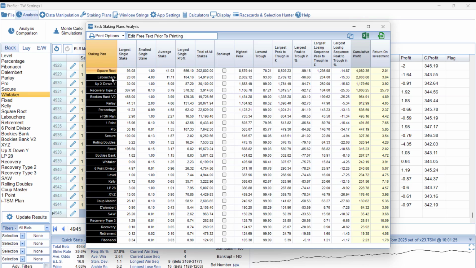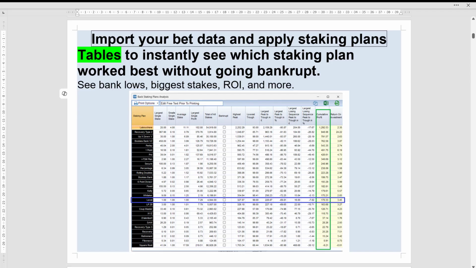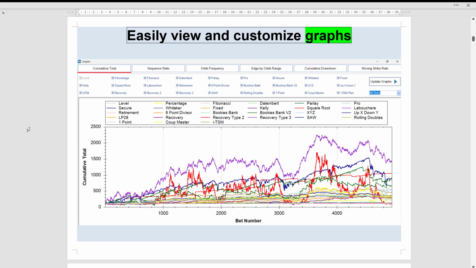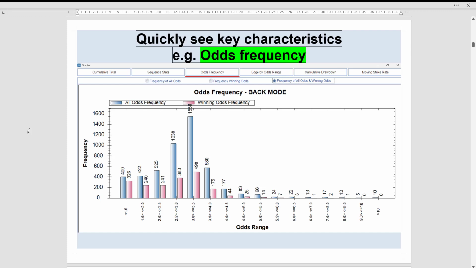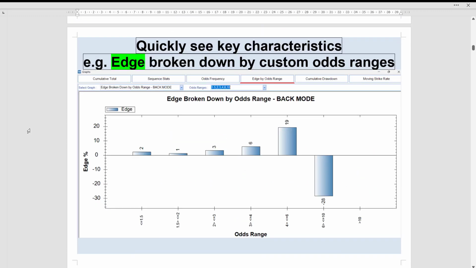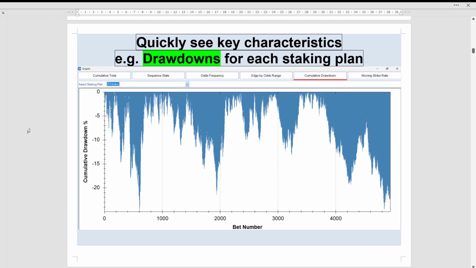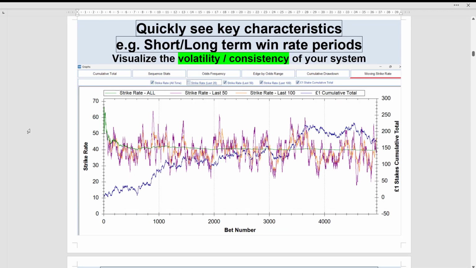And you can see the different staking plans rank like that. And the tables can show you that key data and show you if they achieved all that without going bankrupt. And there are customizable graphs. You can see winning and losing sequences. You can see odds frequency, winning odds and all odds together. You can see your edge broken down by custom odds ranges. You can see the drawdowns for each staking plan and this really good volatility graph, the moving strike rate graph. I really like this one. This is a great one to look at with your betting data.